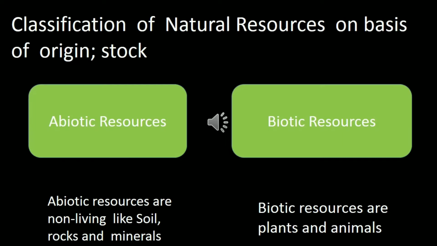We were talking about natural resources, and natural resources are classified by origin, stock and distribution. In the classification by origin you can find biotic resources and abiotic resources. You have been studying this since 4th standard, but still we will recall. Abiotic resources are non-living, like soil, rock and minerals, and biotic resources are plants and animals. I don't think you require more information regarding this.